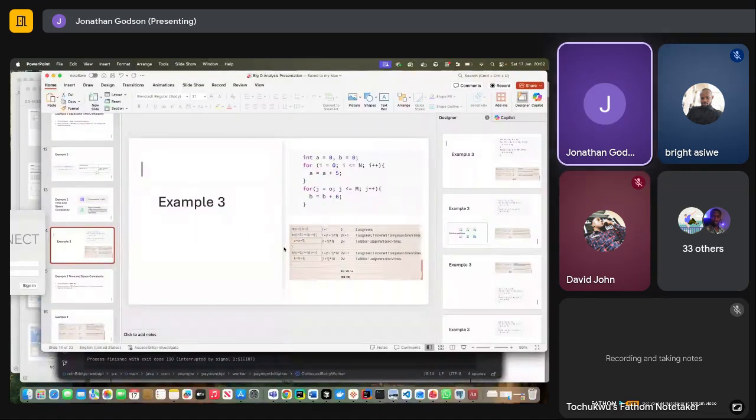Looking at this algorithm, we have two different for statements dealing with two different input types, N and M.